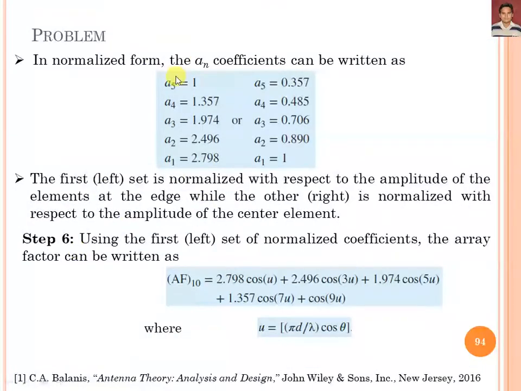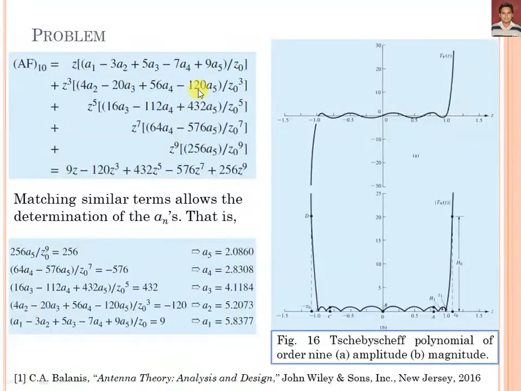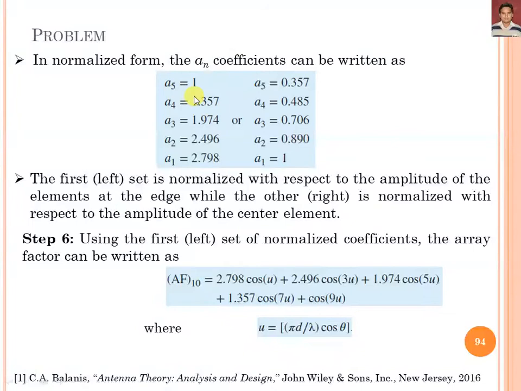We can also calculate the normalized array coefficient a_n by using this one. So we divide the 2.0860 value by its magnitude value, and then we will get 1 and so on. The other way is the reverse. So the left side is normalized with respect to the amplitude of the edge elements, while the right side is with respect to the amplitude of the center element.